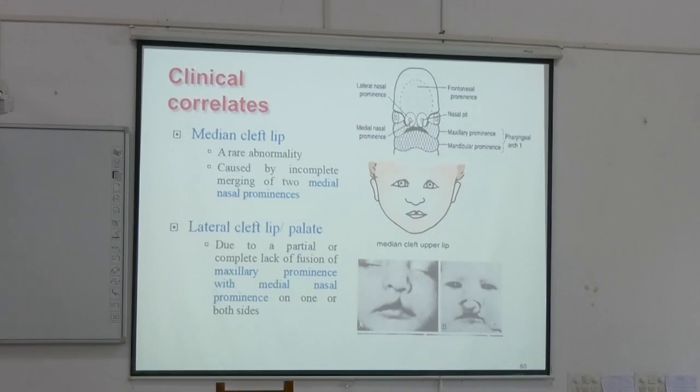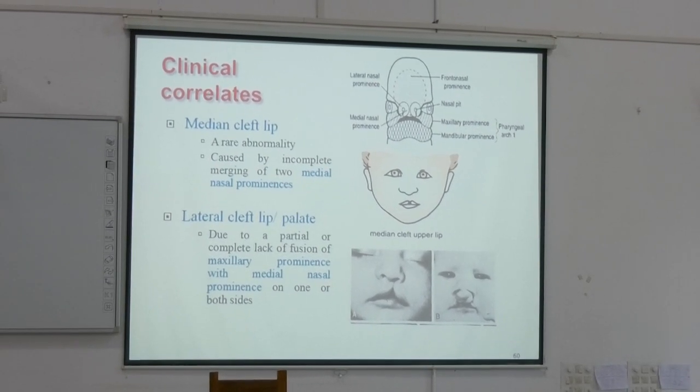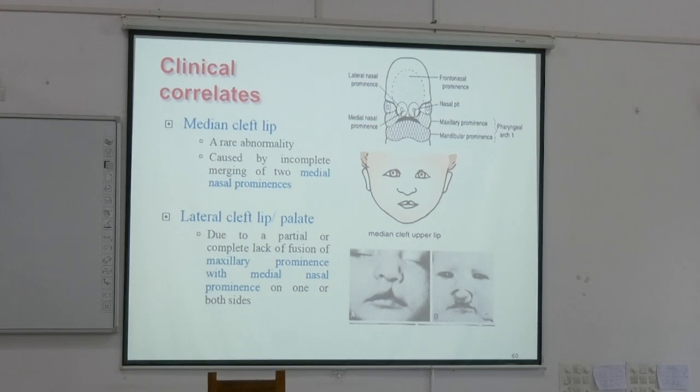We call them cleft lip and cleft palate. There are two varieties of cleft lip. We call them median cleft lip. That means it's restricted to the philtrum. That's why you call it median cleft lip. It's involving the philtrum. If the philtrum is split, that means the intermaxillary segment is not formed completely. The other variety of cleft lip is the lateral one, known as lateral cleft lip.